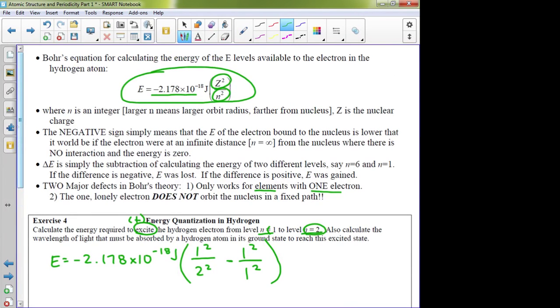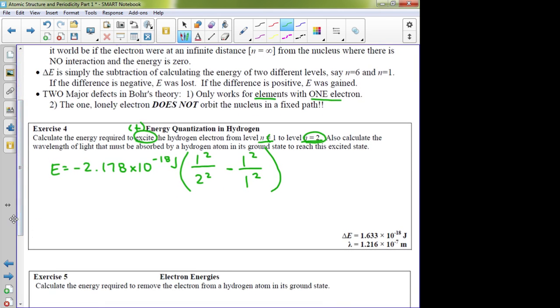Z squared is the protons. It's both the hydrogen atoms, so they both have 1, so I did 1 squared for both. This is the final, where it ended up. This was where it was initially. Final minus initial. So it ended up in energy level 2, 2 squared. Initially, it was in energy level 1, 1 squared. How do you know it moved up 1? Because it said calculate the energy required to excite the hydrogen electron from level n equals 1 to level n equals 2. Sorry, I forgot I didn't read it. So when I do that, I find that the change in energy is equal to 1.633 times 10 to the negative 18th joules.